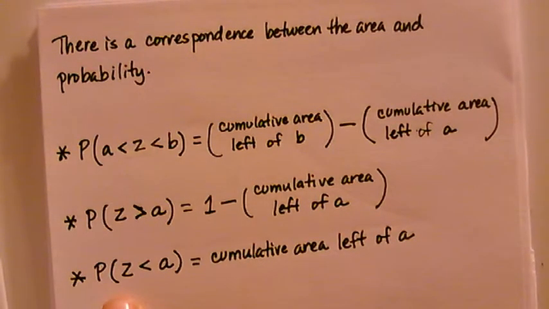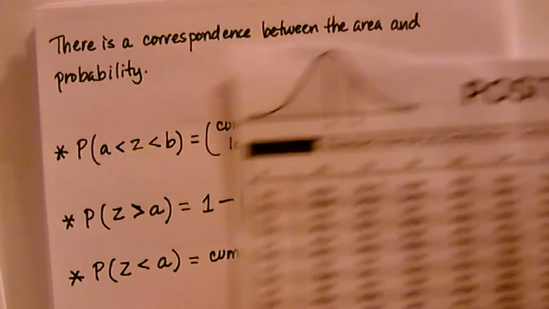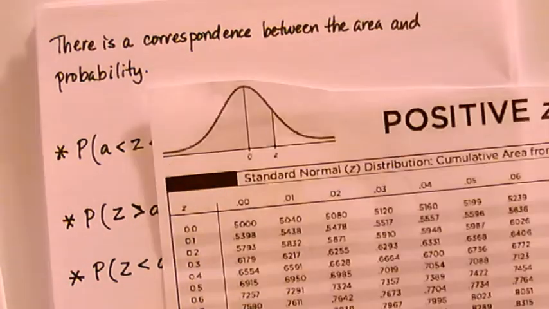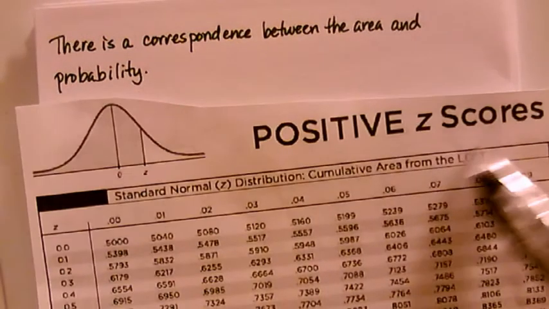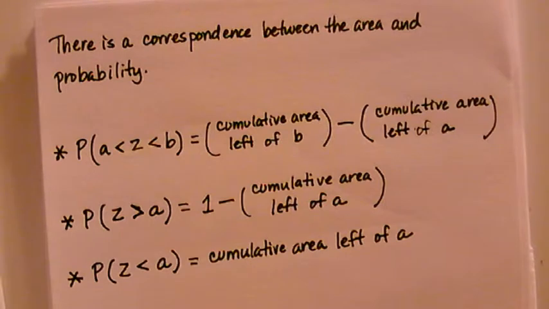Now the third instance, if your probability that z is less than A, well, less than A means the cumulative area to the left, which is exactly what this table gives. The cumulative area from the left. So that probability that z is less than A would be the cumulative area that's left of A. Okay?